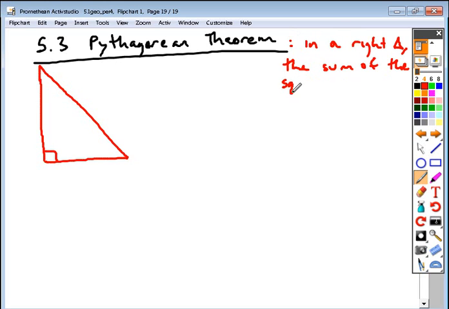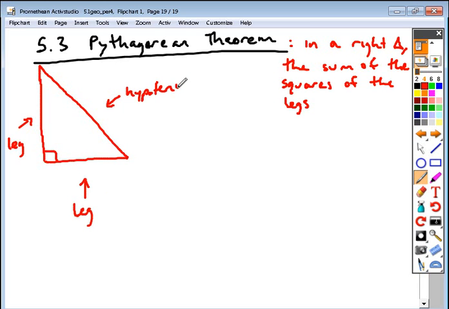So what the Pythagorean Theorem says is, in a right triangle, the sum of the squares of the legs, and in a right triangle, the legs are the two shorter sides, or the two sides that form the right angle, and then the longest side is the hypotenuse, also referred to as the side that's across from or opposite the 90-degree angle. But in a right triangle, the sum of the squares of the legs is always equal to the square of the hypotenuse.